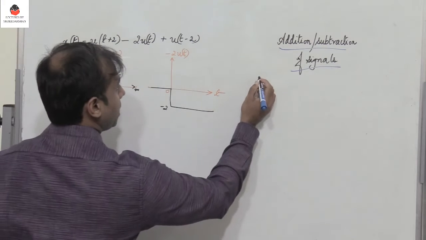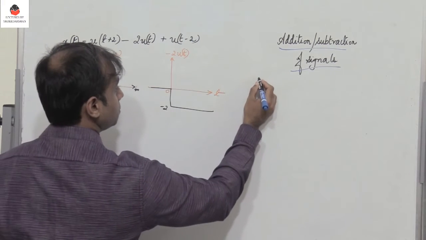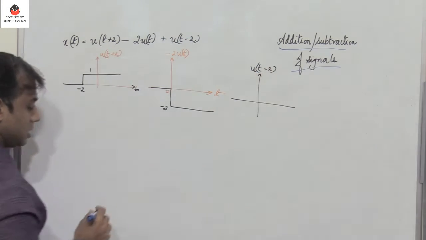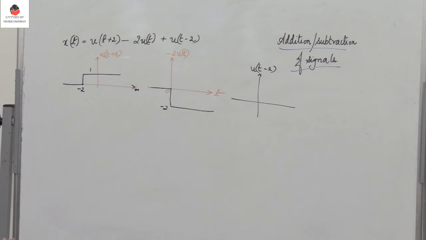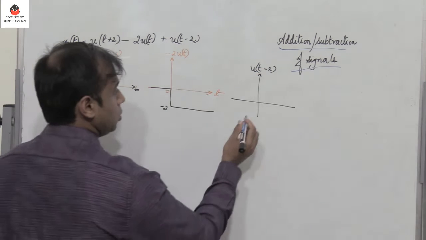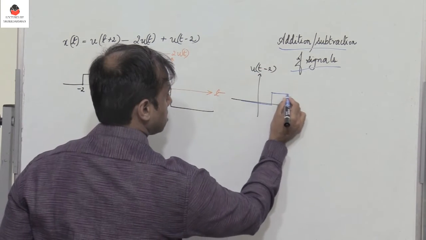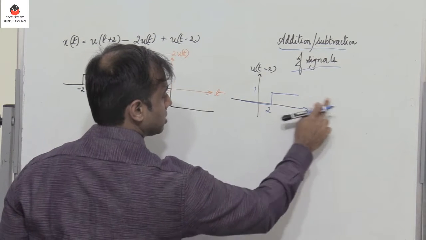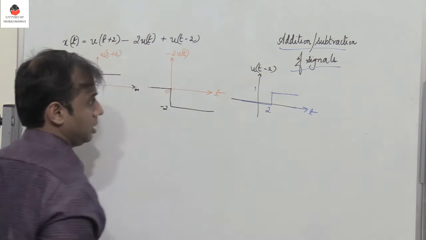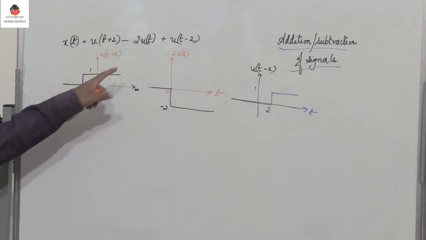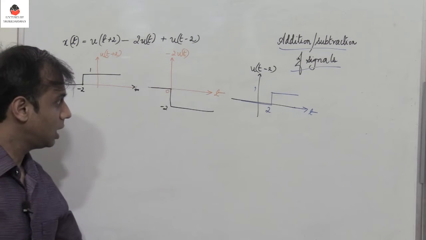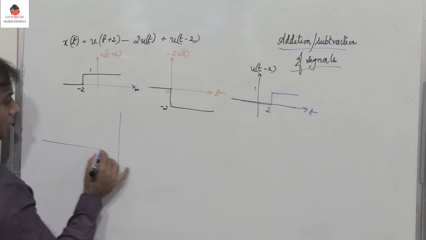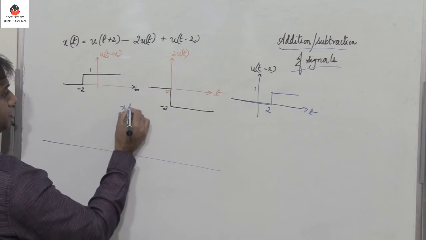Next, what is u of t minus 2? It is nothing but u of t, which has been shifted right by 2 units. So the given signal is 1 from t equal to 2 to infinity. Right? Since I've already considered minus 2 u of t, I need to add these three signals, which is very easy. So this is x of t.